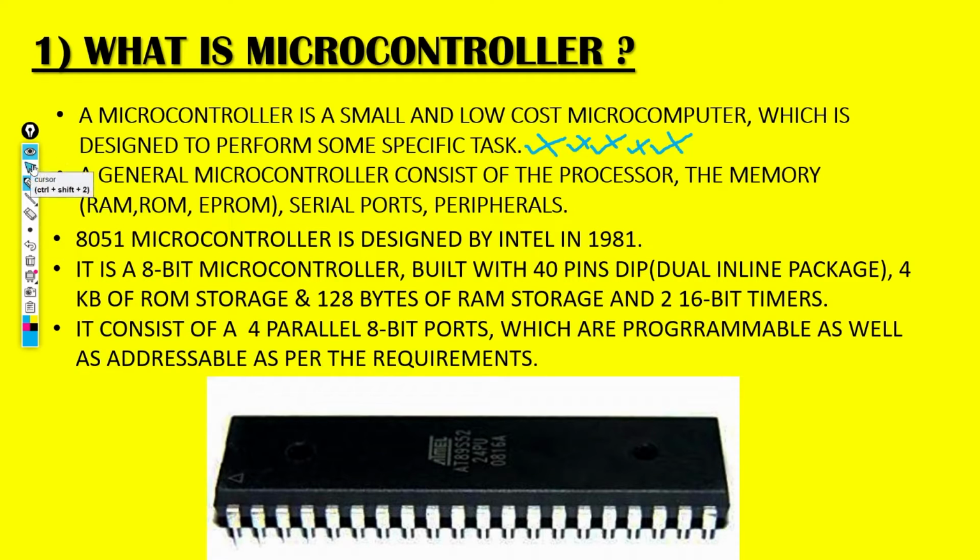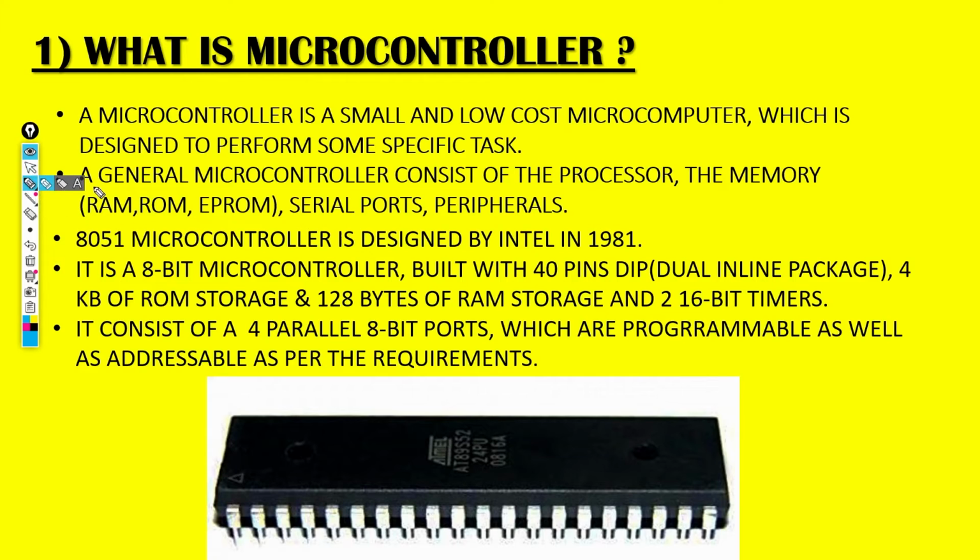Like in a washing machine, the task is to wash your clothes, drain your clothes, dry your clothes. Like in an oven, the task is to make your food heat up, cook it, bake things. So it has different tasks in different places.